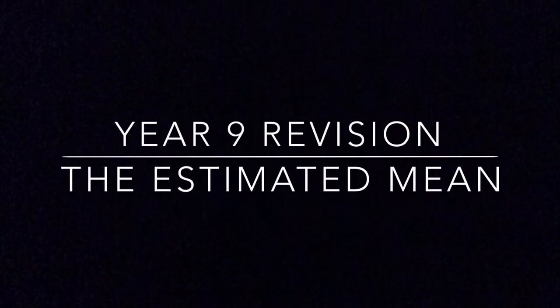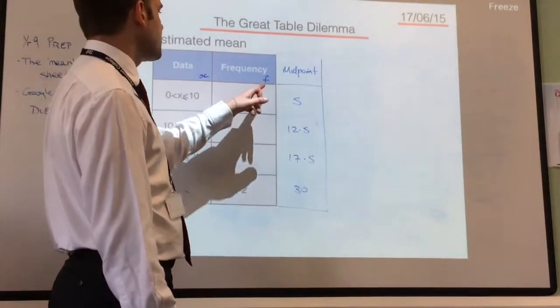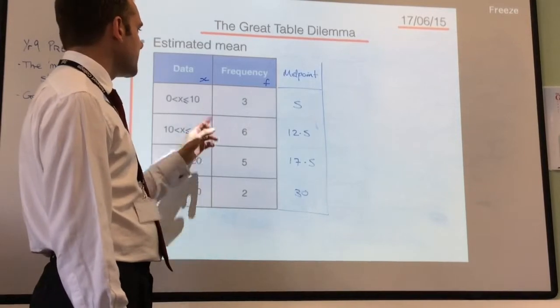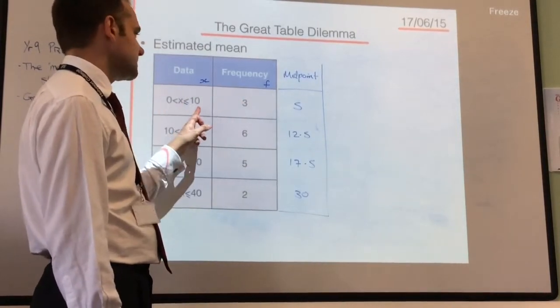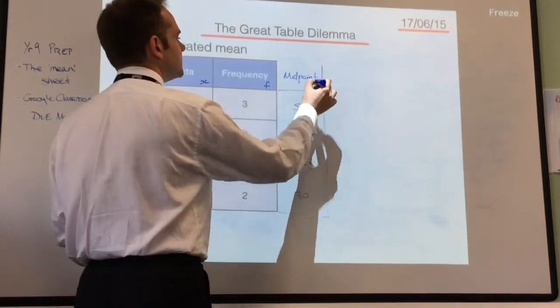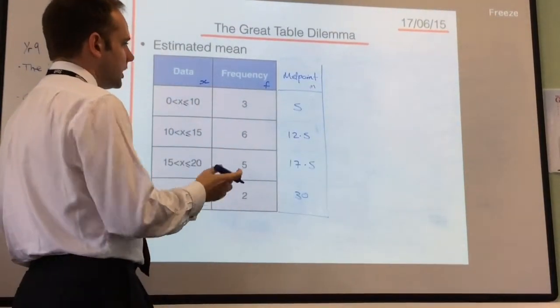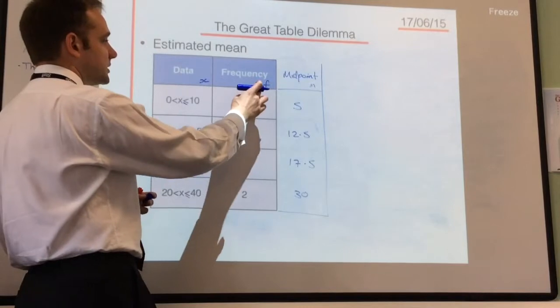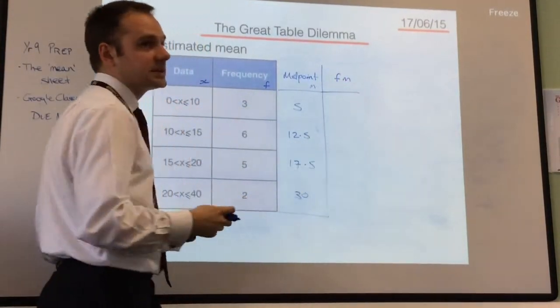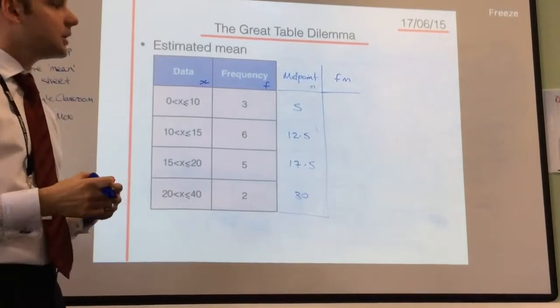In this question, normally we do an fx column to work out our mean, but we cannot multiply 3 by 0 up to 10. So again, we need to use our midpoint column. Okay? So instead of fx, we use fm. So we're going to have an fm column, which just means frequency times midpoint.